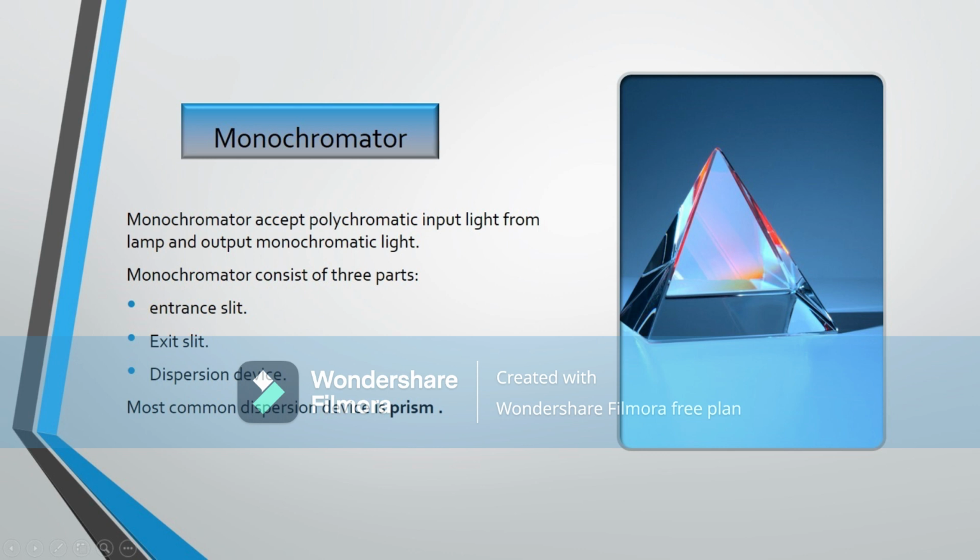Prism is the most commonly used dispersion device, and it can be made of glass or quartz. A quartz prism is used when dealing with the UV region, while a glass prism is used when dealing with the visible region. In the figure you can see a prism used as a dispersion device that converts common white light into its 7 component wavelengths or 7 different colors.